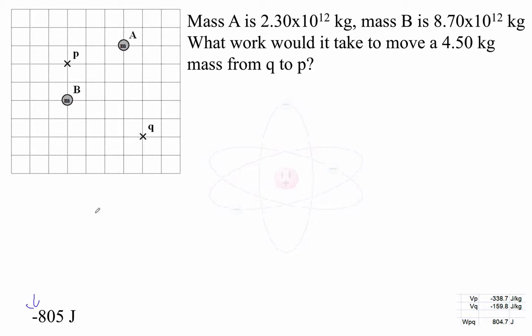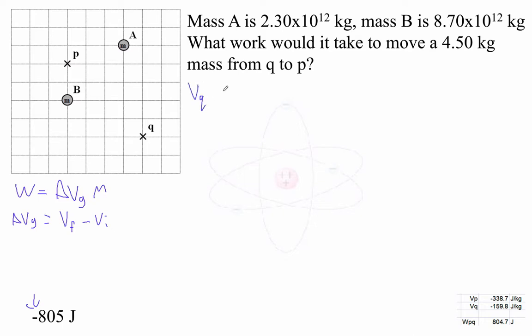Okay. Now, at the end of the day, we're going to do exactly the same thing. The work we do is going to be the change in gravitational potential times the mass. And the change in gravitational potential will be the final minus the initial. Right. So let's figure out the potential at Q.